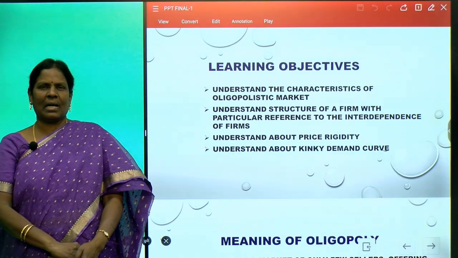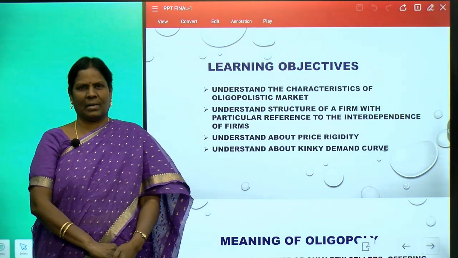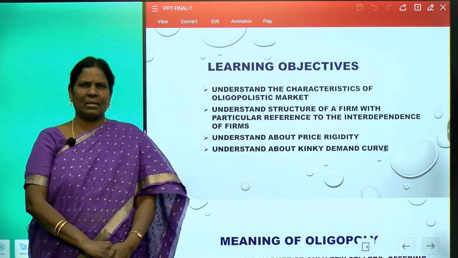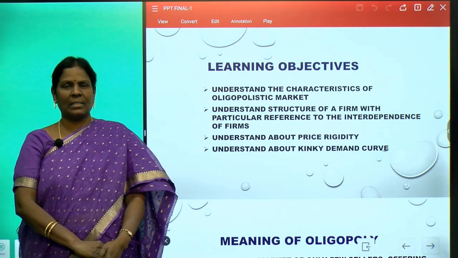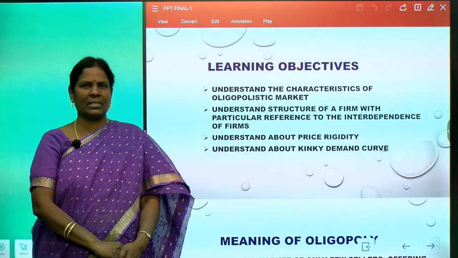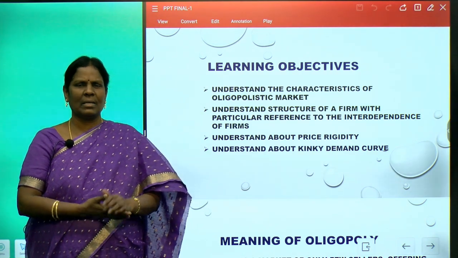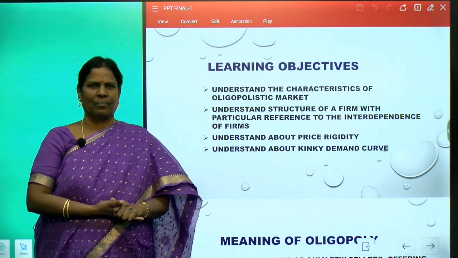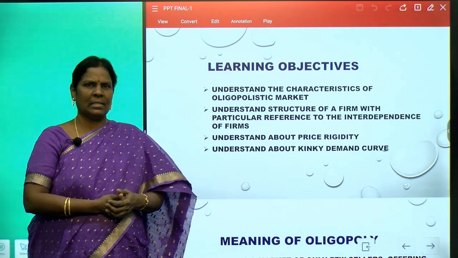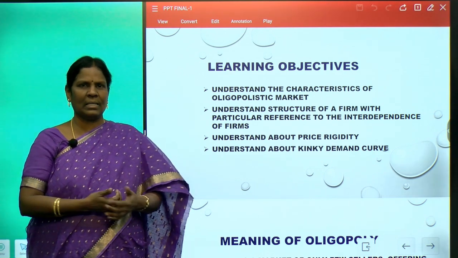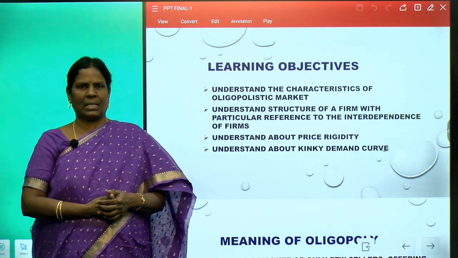Today our learning concept is the kinky demand curve. This is one of the important topics under theories of price determination, or theories of markets, in microeconomics. How we study this concept, how we learn this concept, now we will see.